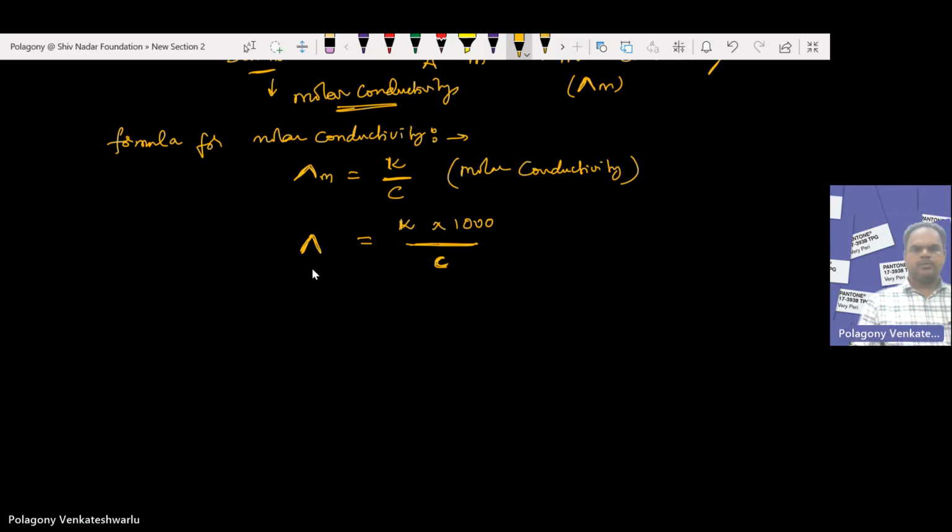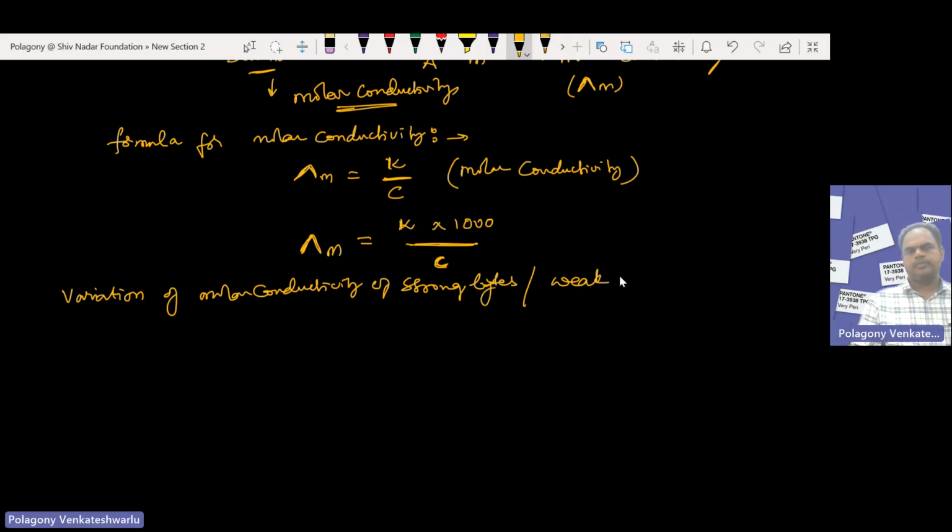So now, here we have to talk about the variation of molar conductivity of strong electrolytes and weak electrolytes upon dilution.